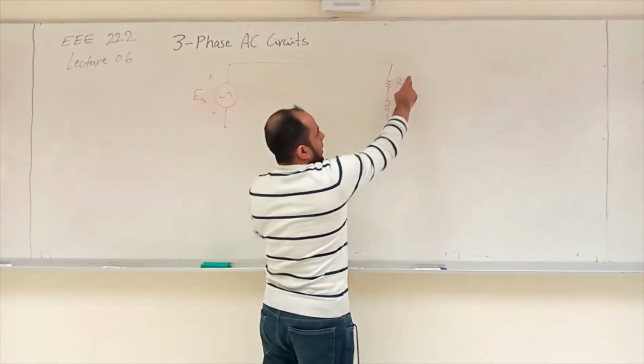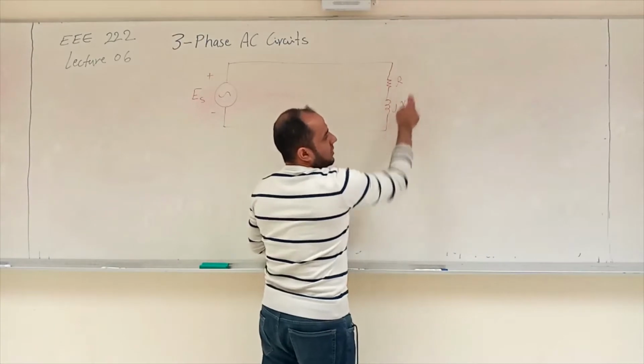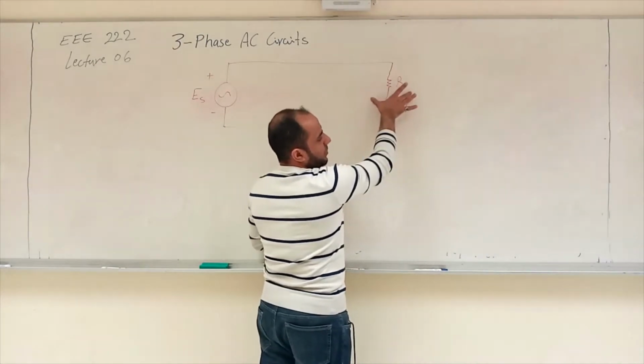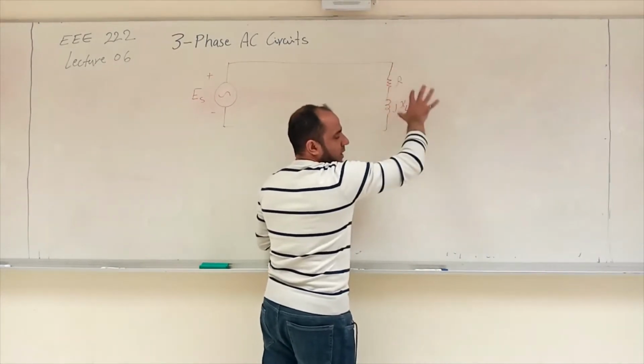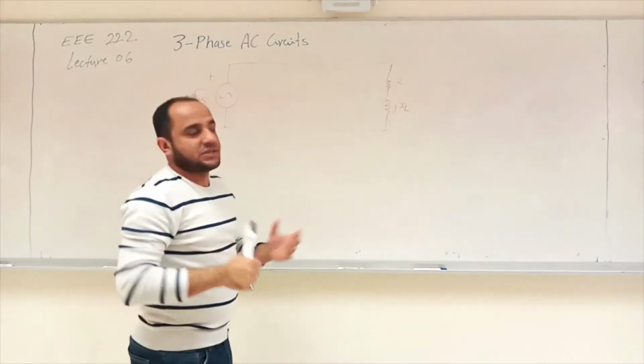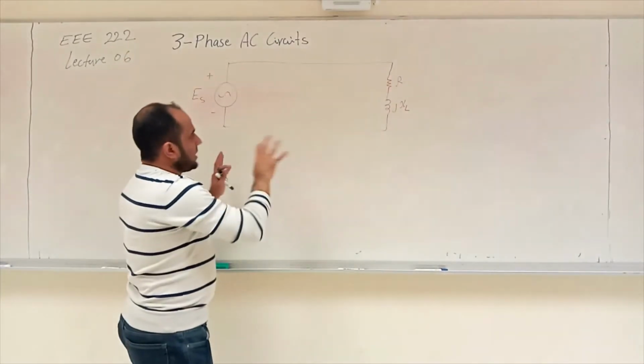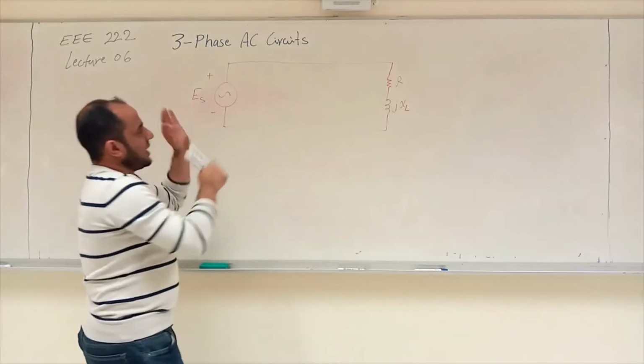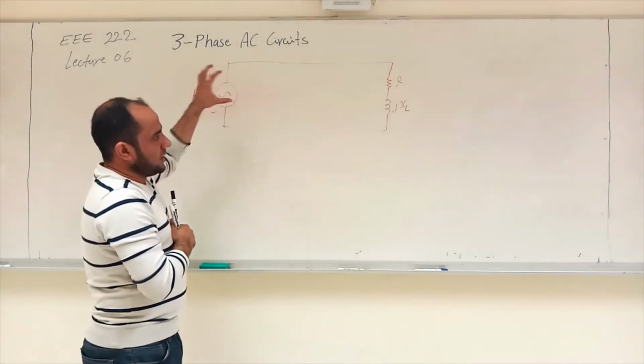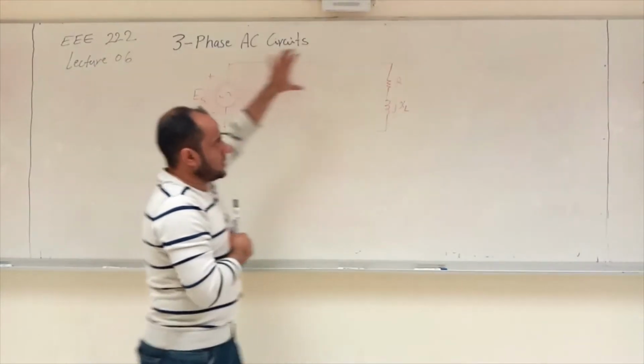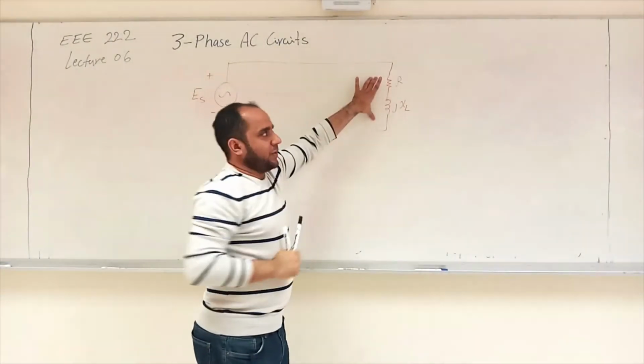You see it's only one source, and that source is supplying power to the load. This load could be RL, RC, RLC, it could be series, it could be parallel, it could be a combination of parallel and series together, right? Let's say now this is what we have. This is a single phase circuit. Single source supplying single load, right?